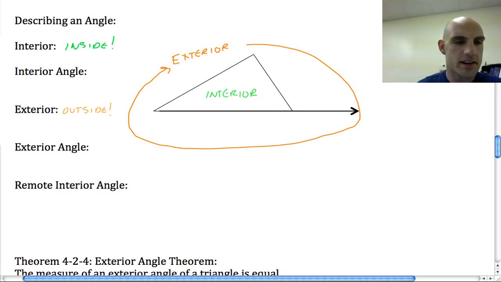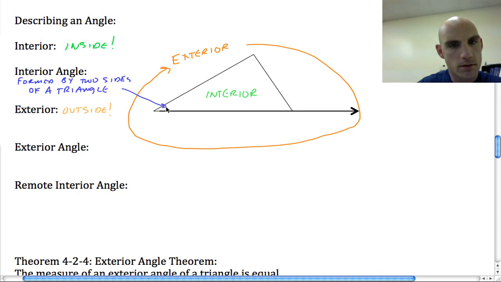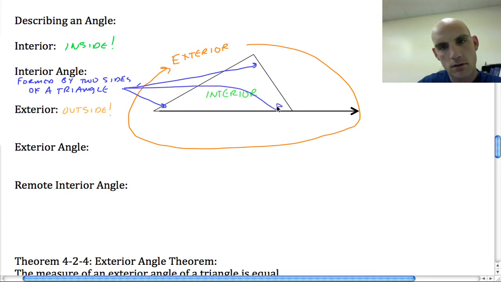Okay, so when I say interior angle, what is it that I'm talking about? Well, an interior angle is going to be formed by 2 sides of a triangle. Here's one, here's one, and there's one right there. Okay, so there's 3 of those.